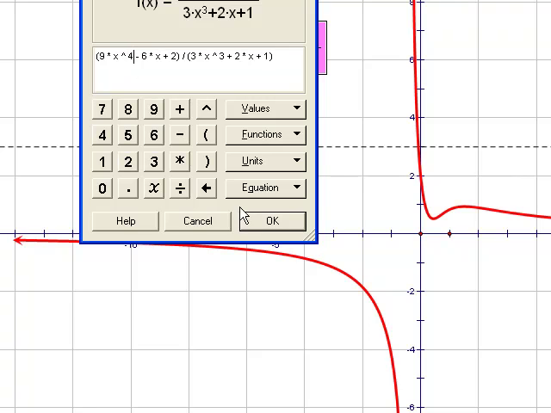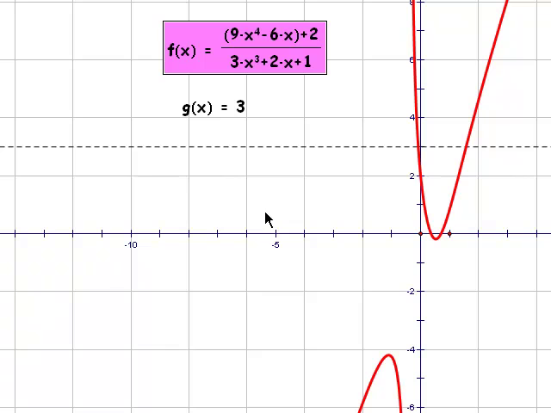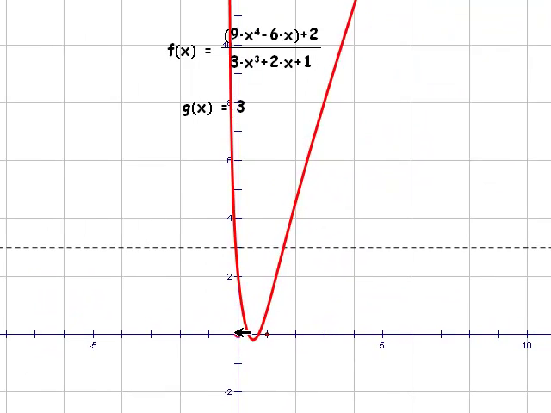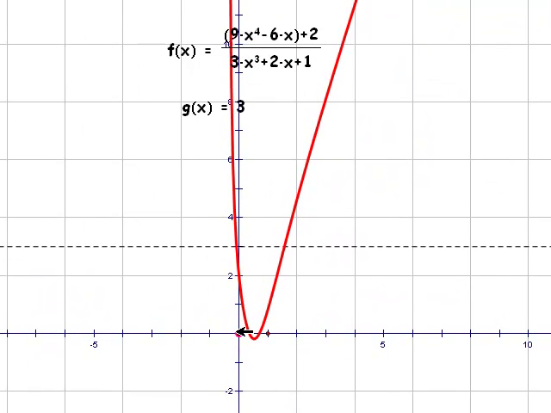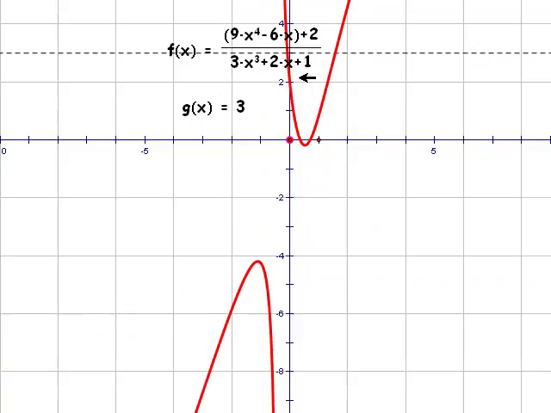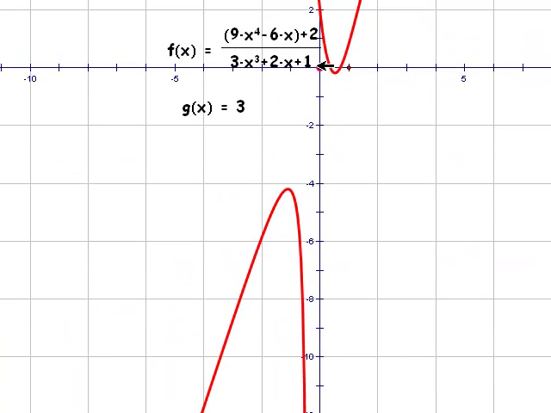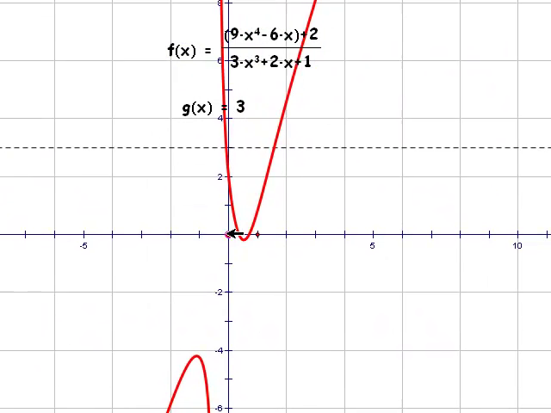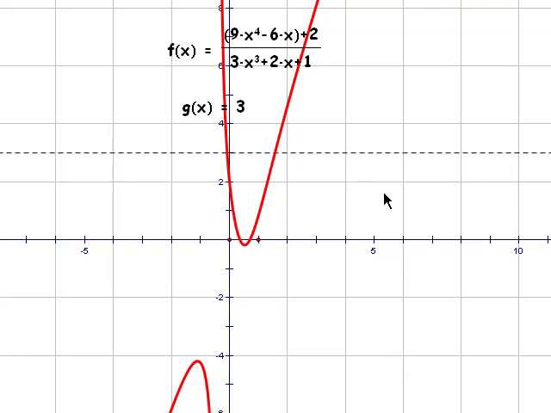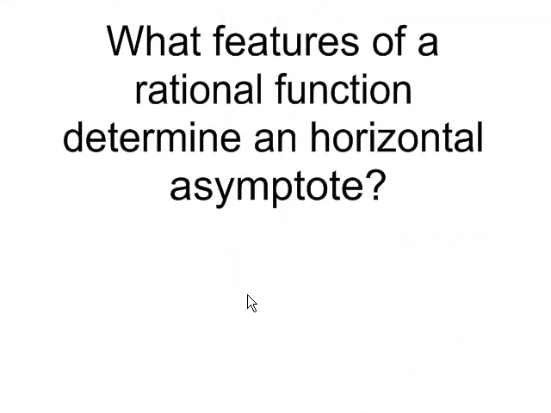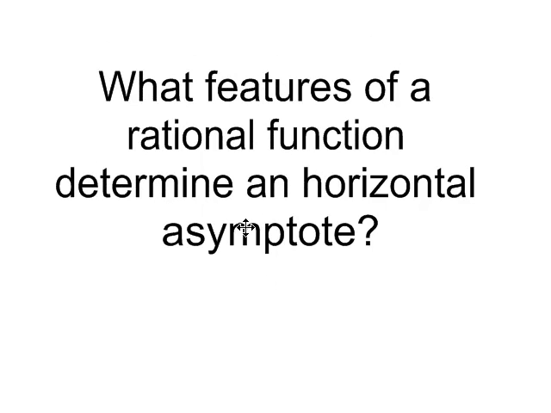Now I'm going to edit my function again, and I have a cubed on the bottom. I'm going to raise this to the 4th power on top, and I do not have any horizontal asymptotes in this case. As I can see, this function heads off towards infinity as x goes towards infinity, and it goes towards negative infinity as x goes towards negative infinity. Okay, so investigate that question. What features of a rational function determine a horizontal asymptote?